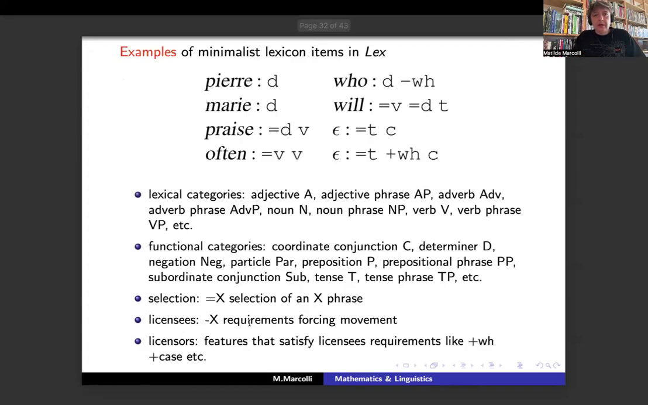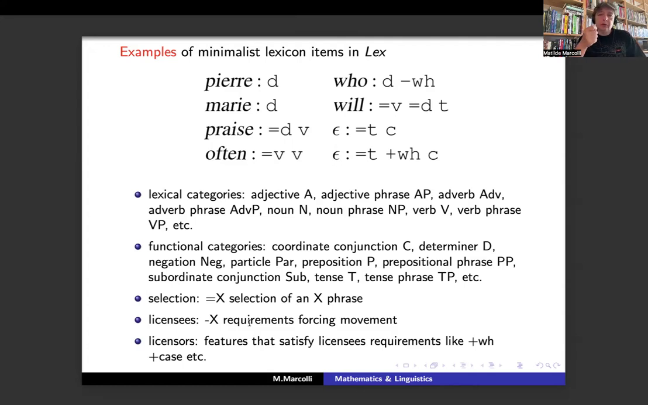And here are some concrete examples of how these things are applied in practice. You have lexical categories, which distinguish what kind of role certain lexical items are supposed to play in the sentence formation: adjectives, adjective phrases, adverb phrases, noun phrases, verb phrases. These are the classical kinds of lexical categories in linguistics. And there are functional categories like coordinate conjunction, determiner, negation, preposition, prepositional phrases, and things that take into account tense and so on.